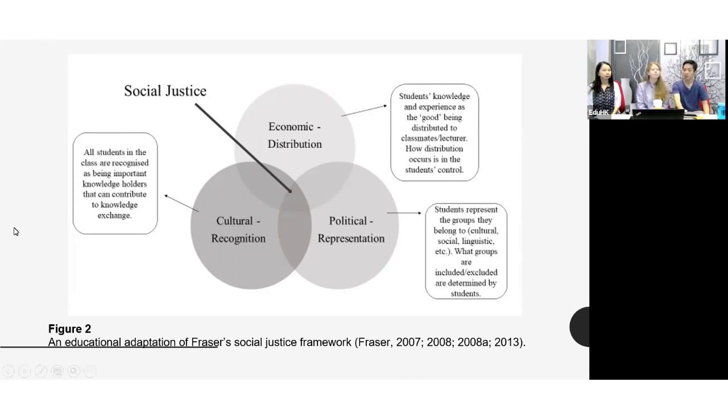So for political representation, it's about students representing the groups they belong to, and what groups they are, what is included and excluded are determined by the students. Third is the cultural recognition. It is about how students in class are recognized as important knowledge holders that can contribute to knowledge exchange.